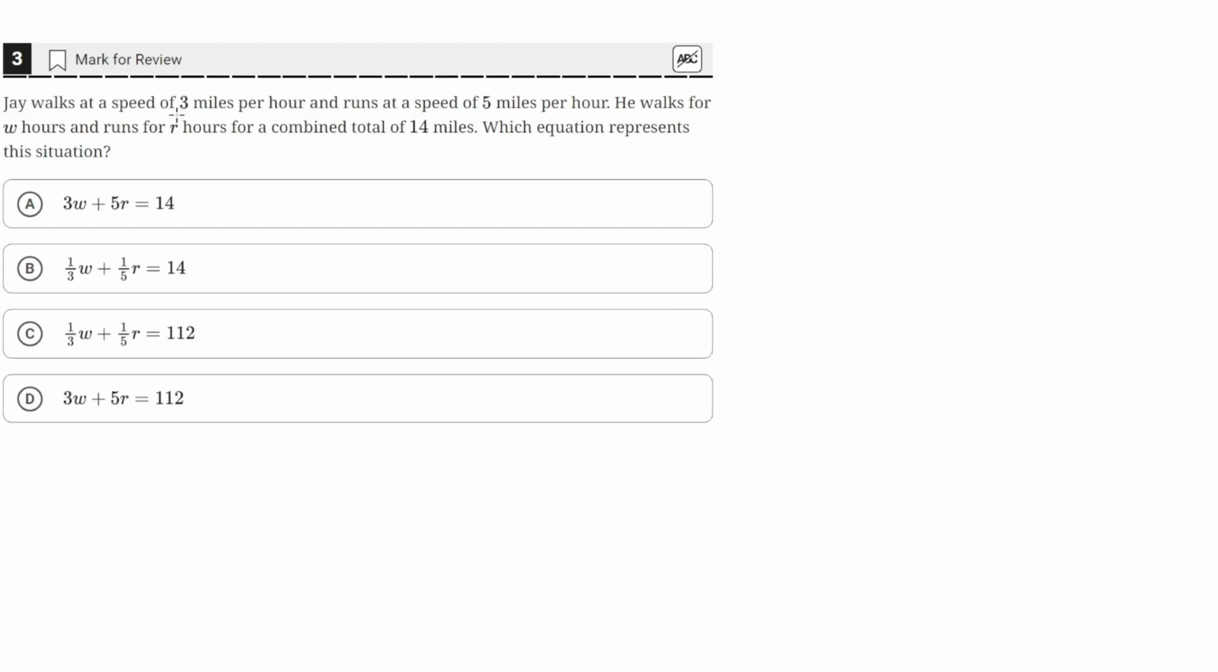J walks at a speed of 3 miles per hour and runs at a speed of 5 miles per hour. He walks for W hours and runs for R hours, for a combined total of 14 miles. Which equation represents this situation? So distance is equal to the velocity times the time. So in this case, J walks at a speed of 3 miles per hour for W hours. So this will give us the distance that he walked.